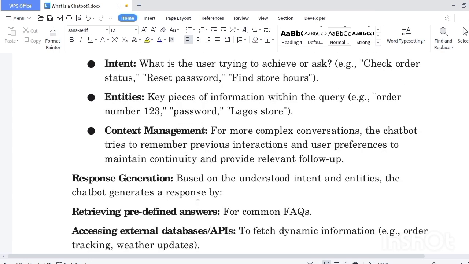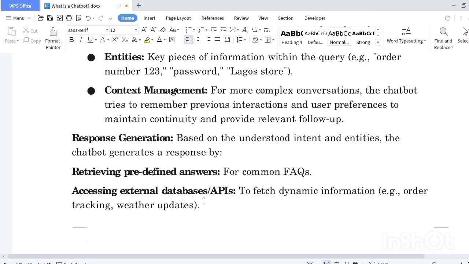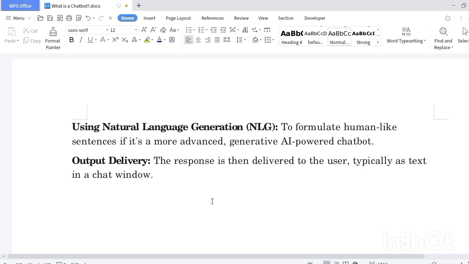And context management means the chatbot is able to remember previous conversations and interactions and follow up, so that the conversation can be very clean. In terms of response, it checks the frequently asked questions the company has trained it on. It can also access external APIs or databases to fetch things like order tracking updates, or the weather API. It can also use natural language generation to produce human-like responses, and it delivers them through text in the chat window.